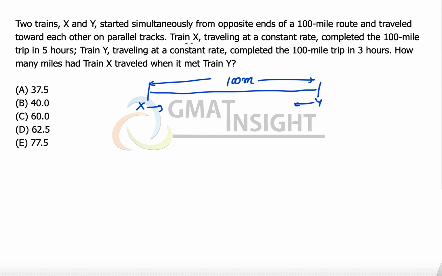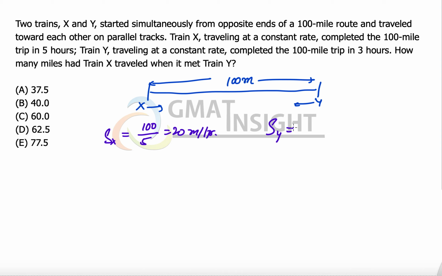Now the question also says that train X, traveling at a constant rate, completed the 100 miles in 5 hours. So the speed of X will be equal to 100 miles in 5 hours. So 100 over 5, that is 20 miles per hour. That's the speed of X.